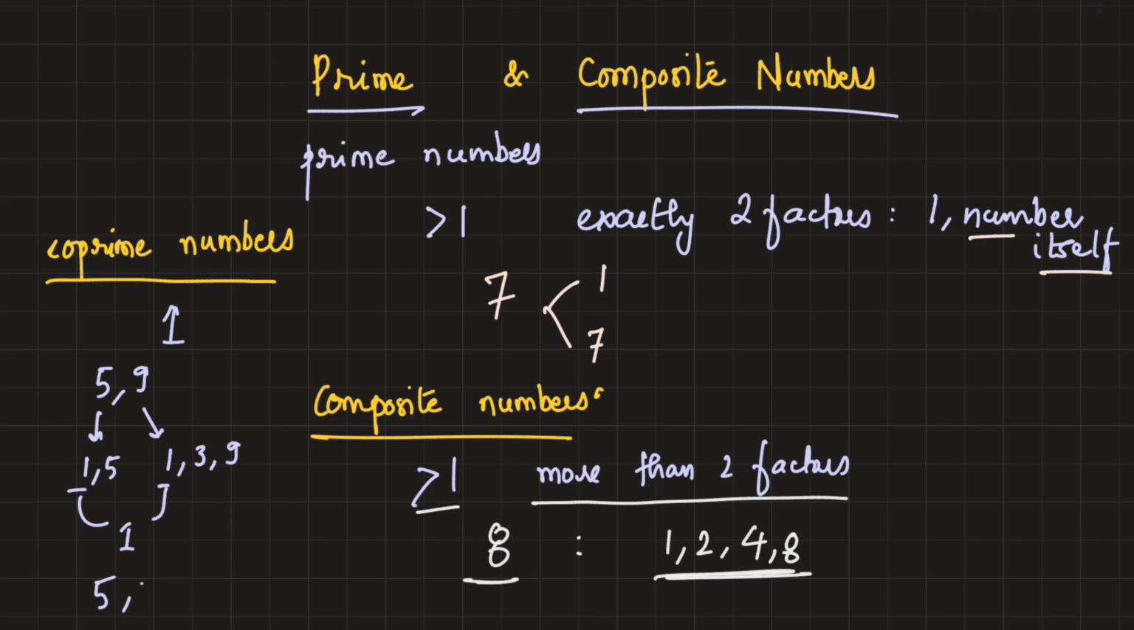Similarly, 5 and 7 are coprime. Coprime numbers are also sometimes referred to as relatively prime numbers. So 5 and 7 are relatively prime. 5 and 9 are relatively prime. You would observe that any two prime numbers are always coprime.